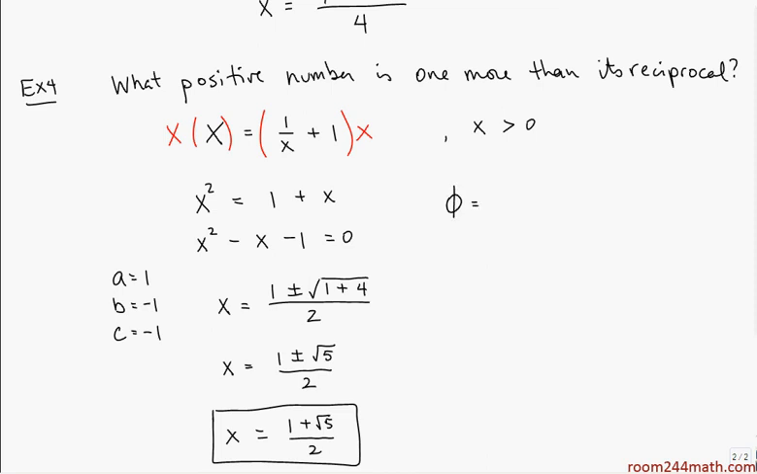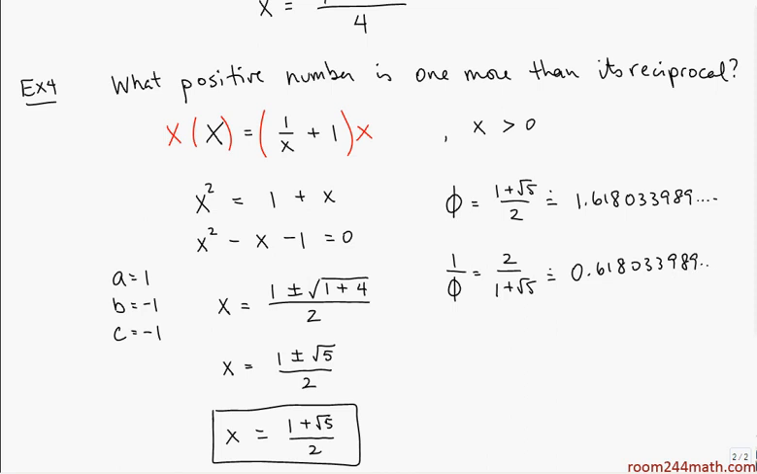So as I said, this is called the golden ratio, and the golden ratio is symbolized with the Greek letter phi. So we'll write it as phi is equal to 1 plus root 5 over 2. And the reciprocal of phi would therefore be 2 over 1 plus root 5. And let's just see what the decimal approximations of these are. Punch it into your calculator. You'll see that phi is 1.618033989, etc. It goes on forever. And the reciprocal is 0.618033989, etc.